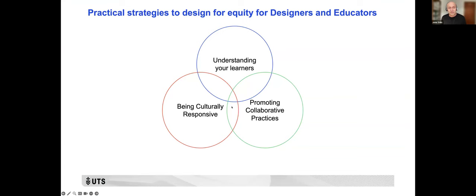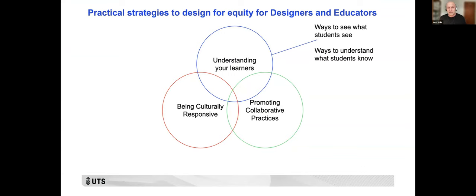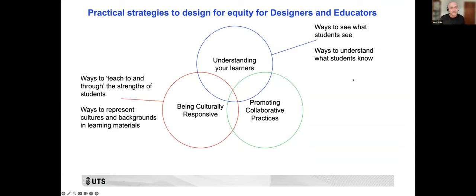A few themes appeared as I was putting my chapter together. The first was the importance of understanding your learners, and strategies to help educators and designers build environments to see what students are seeing and to understand what students are knowing. Being culturally responsive, themes emerged of ways to teach to and through the strengths of students, ways to represent cultures and backgrounds in learning materials, and the promotion of collaborative practices, ways for students to learn from each other. So how can we promote equity among students themselves? And can we use technology in promoting equity?